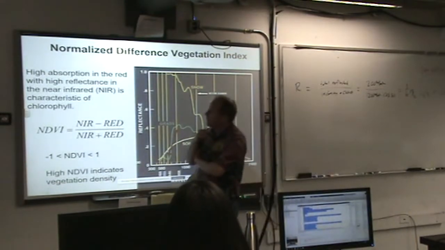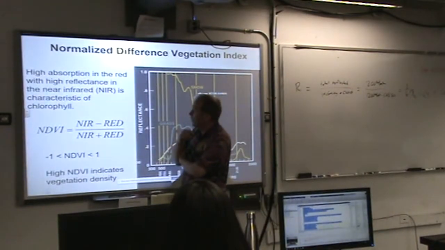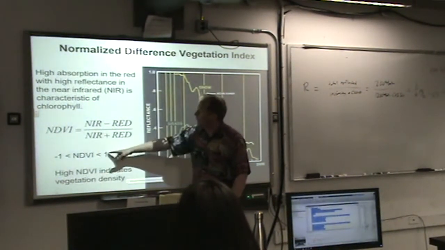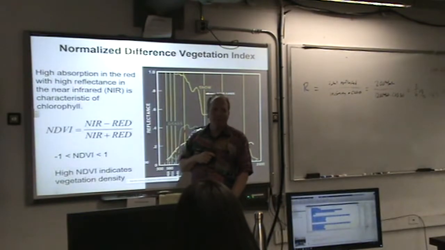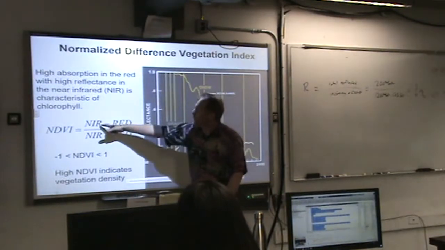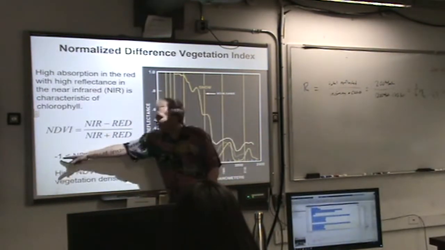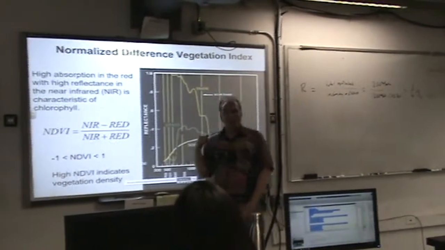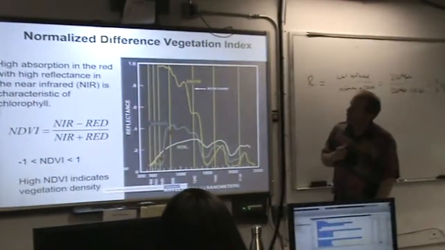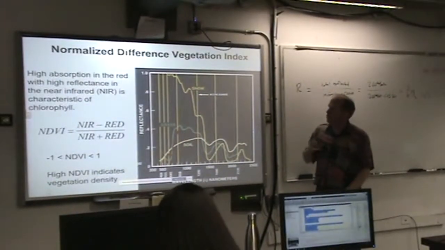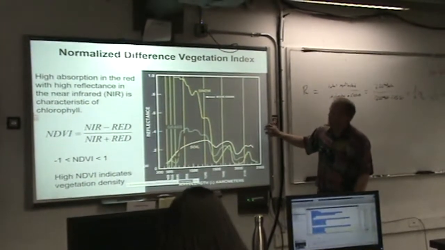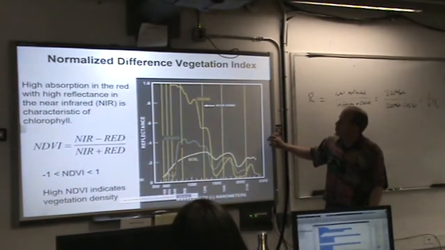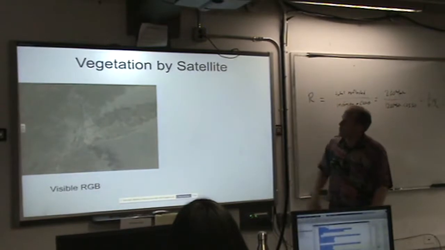So you can see that at the maximum value of NDVI, red goes to zero, we're gonna get NDVI of one. If near infrared goes to zero, get NDVI of negative one. High NDVI is higher vegetation. Okay? Most things range between like negative 0.5 and about 0.9 or so. So let's see how this works.